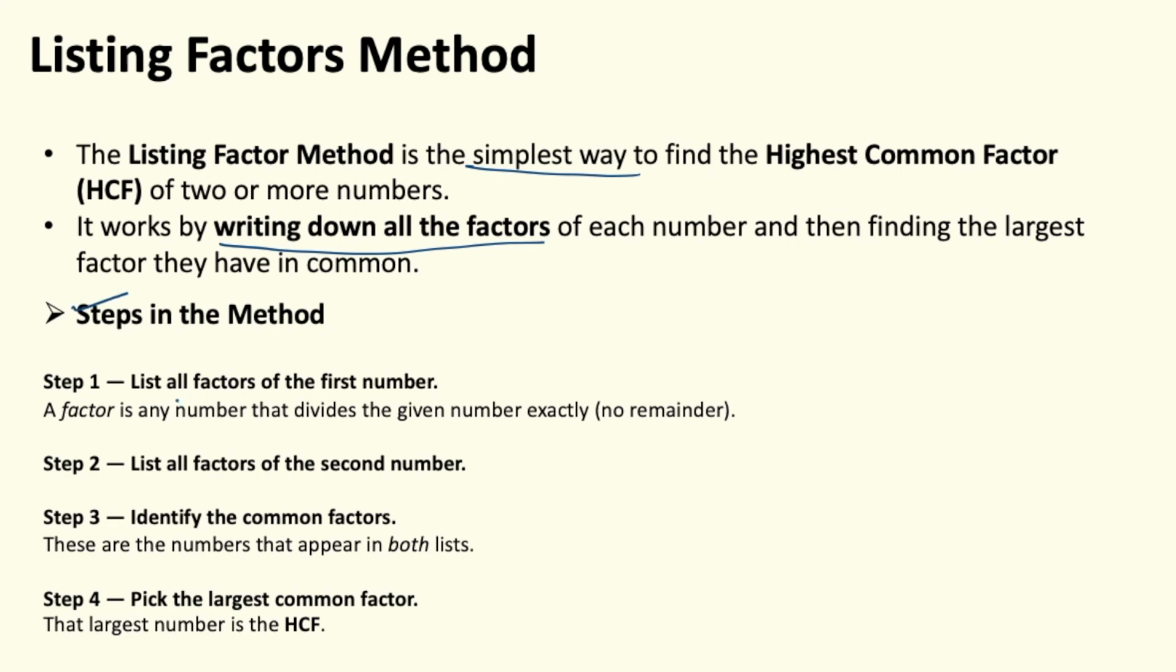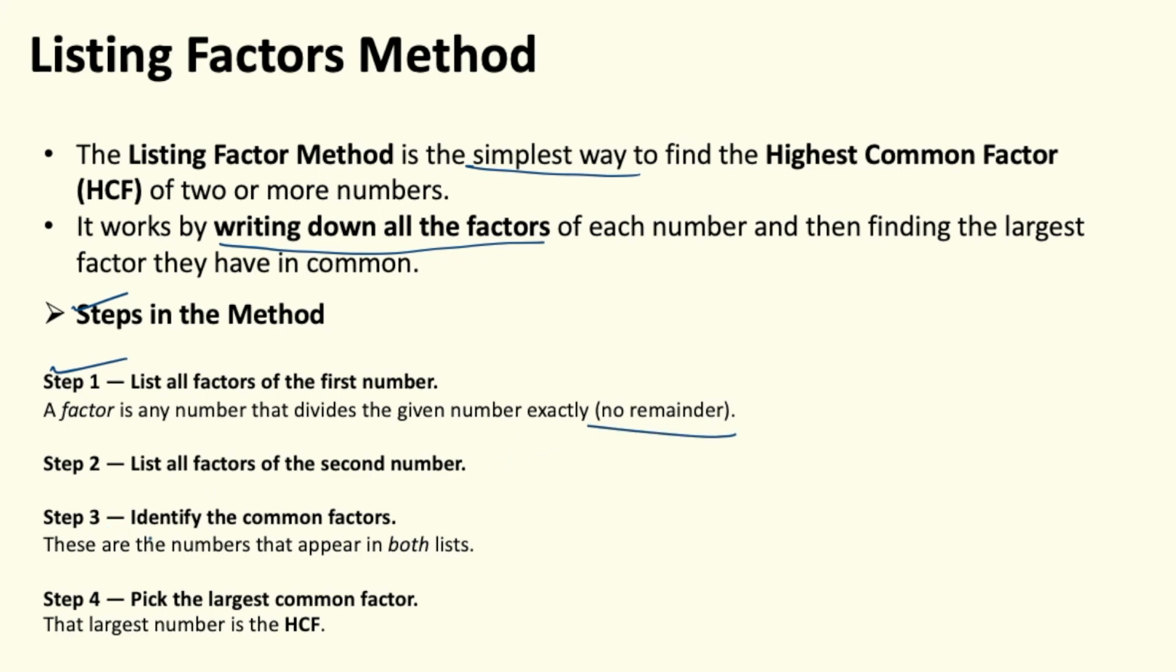The first step is to list all the factors of the first number, then list all the factors of the second number. And by now you would know what a factor is. A factor is basically a number that divides a given number exactly without leaving any remainder.